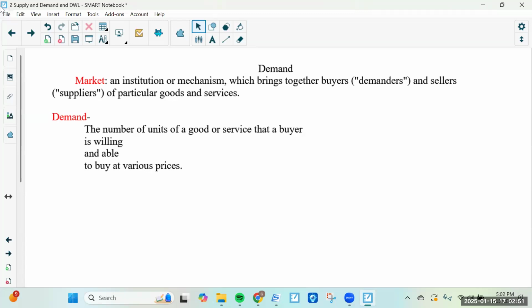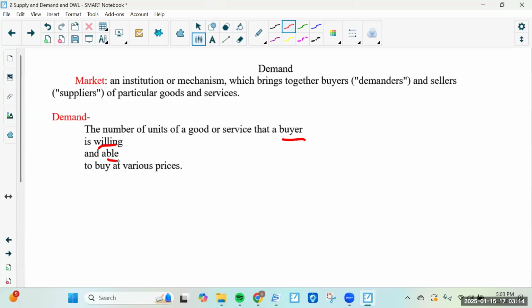So let's start with demand. The definition of demand is the number of units of a good or service that a buyer is both willing and able to buy. You have to want it and you have to be able to buy it. Like, I have no demand for Lamborghinis. I'm not able to buy one. Now, if they came into my price range, then I would be on the demand curve.